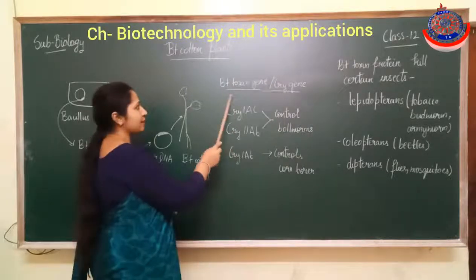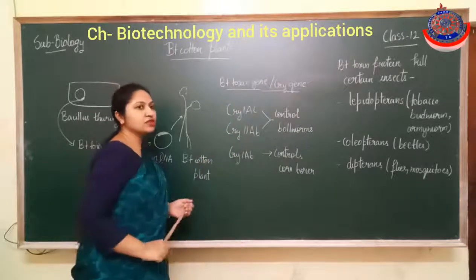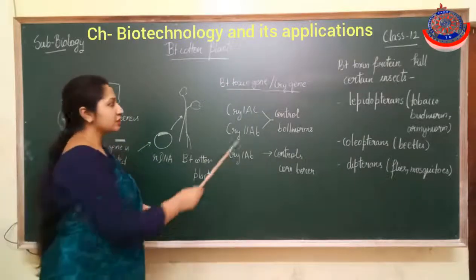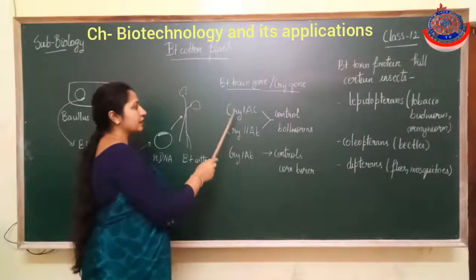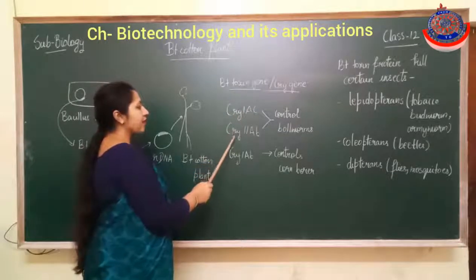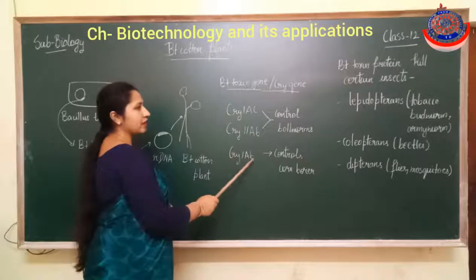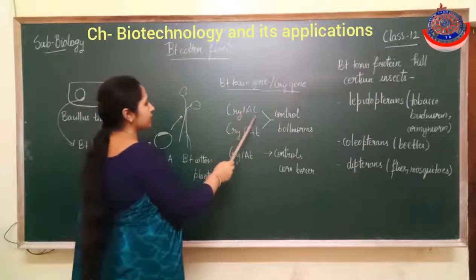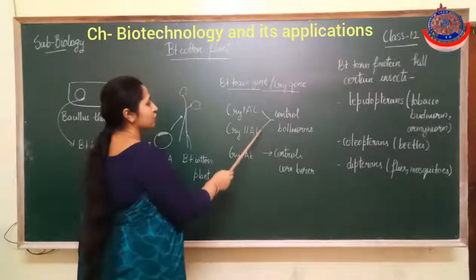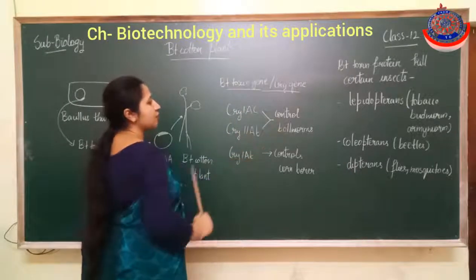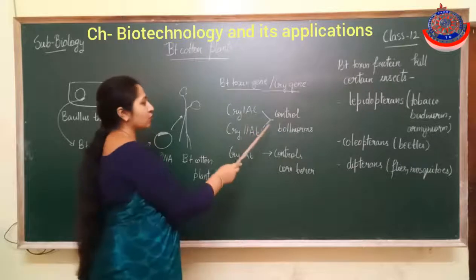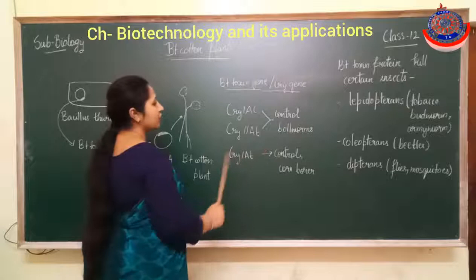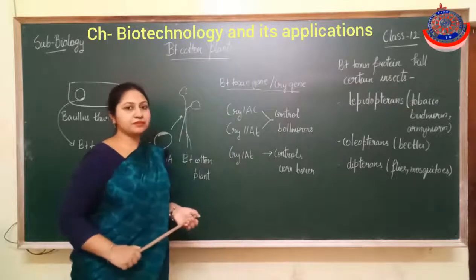So let's discuss this gene. This BT toxin gene is also known as the cry gene. And the cry gene is also of three kinds, that is cry 1AC, cry 2AB, cry 1AB. So these genes, like cry 1AC and cry 2AB, show their response against the bollworms. They control the bollworms' attack. And cry 1AB controls the corn borer.